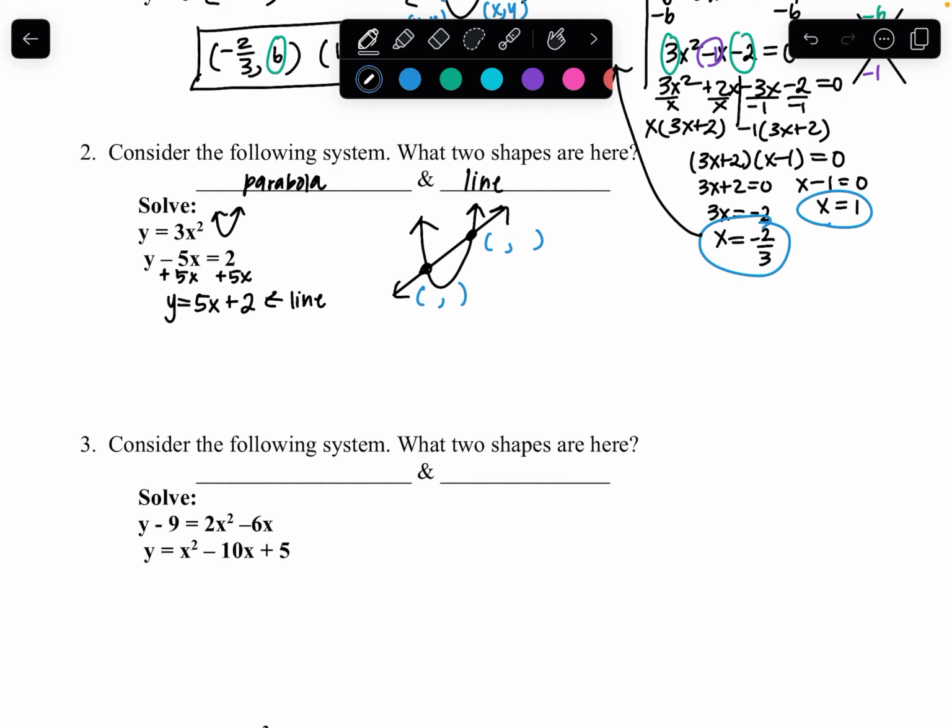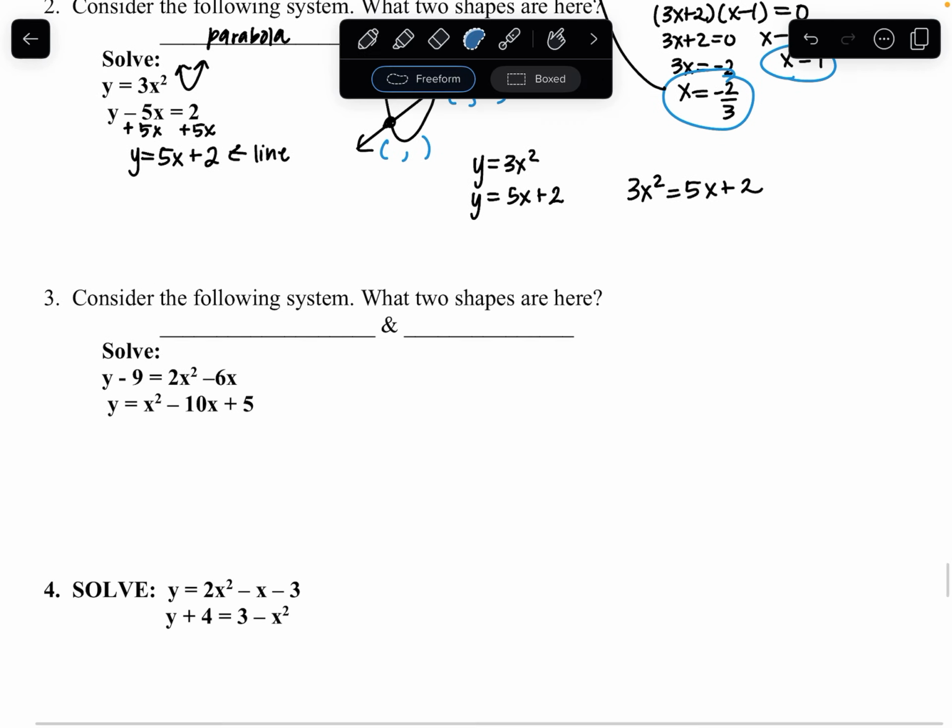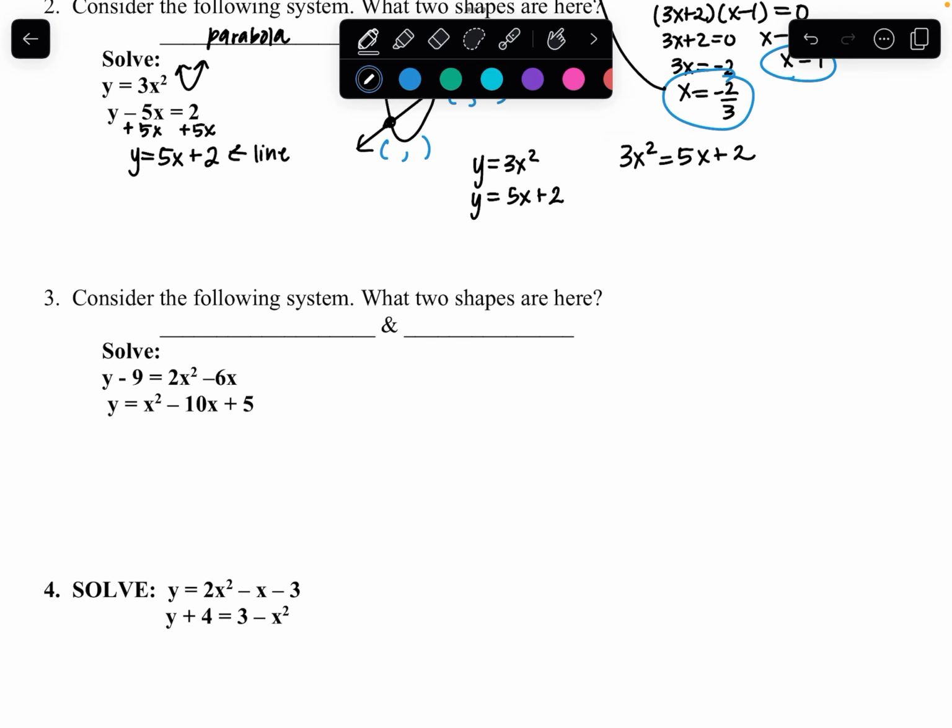And so I like to solve both equations for y. And so in one case, I have y equals 3x squared. The other case, I have y equals positive 5x plus 2. And so we sub out the y with 3x squared, basically set the two equal to each other. And so we have a quadratic equation, and once again, we can solve it by factoring if we get everything on one side. So I would have 3x squared minus 5x minus 2 equals 0.